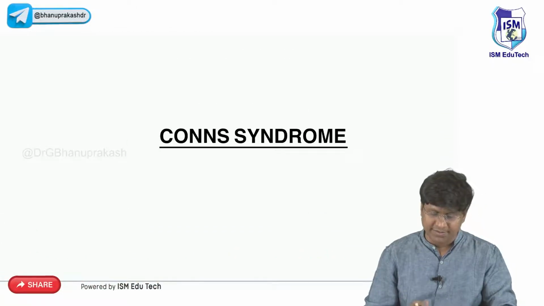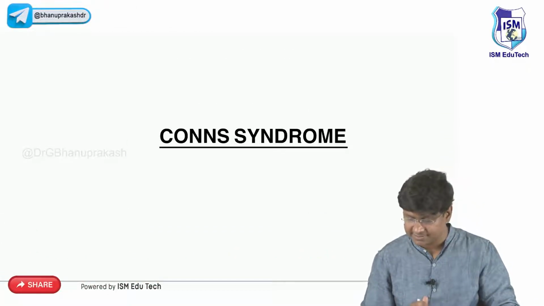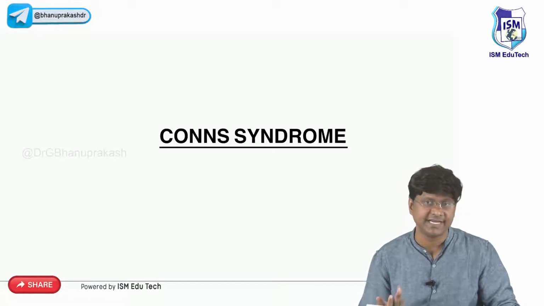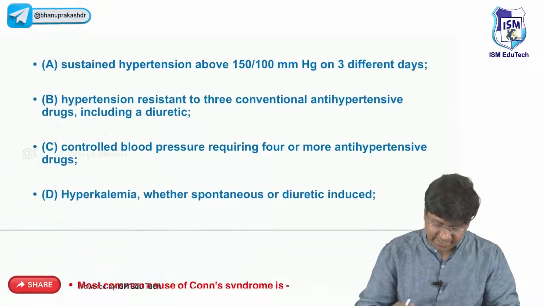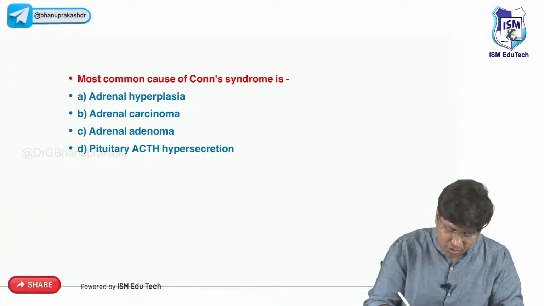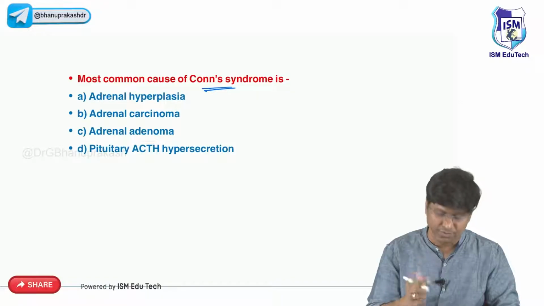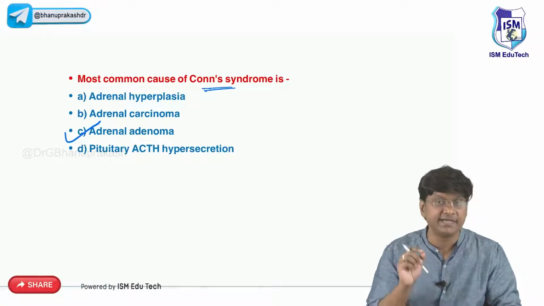Now we'll move on to the next important adrenal gland disorder, that is Conn syndrome. What exactly is Conn syndrome? It is nothing but hyperaldosteronism. So if the question is asked, what is the most common cause of Conn syndrome? The most common cause of Conn syndrome, please remember, is adrenal adenoma.